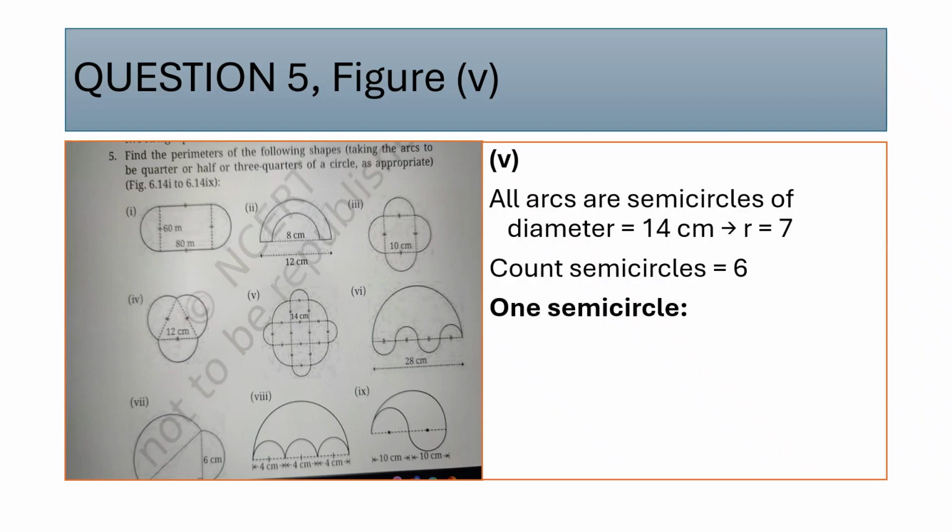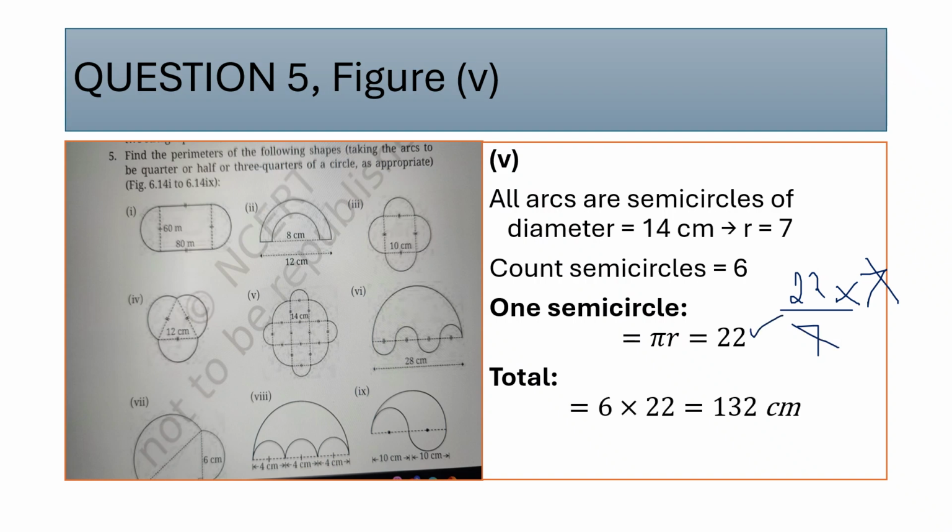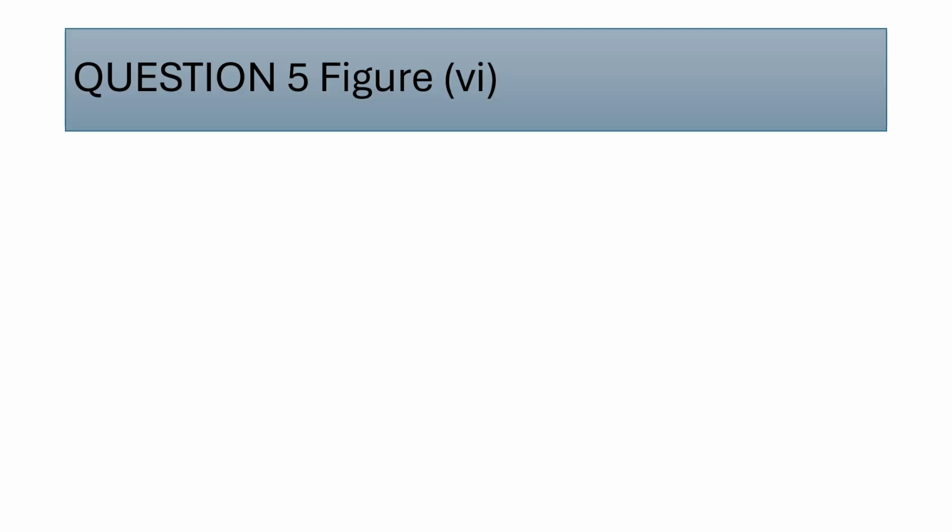So one semicircle will be pi into r. So what is the value of pi here? How we got this 22? One second. So we'll get 22 by 7 into radius, which was 7. So once this gets cut, we are left with 22. So total will be 6 into 22, which is 132 centimeter. Hope the previous figure was clear to you.